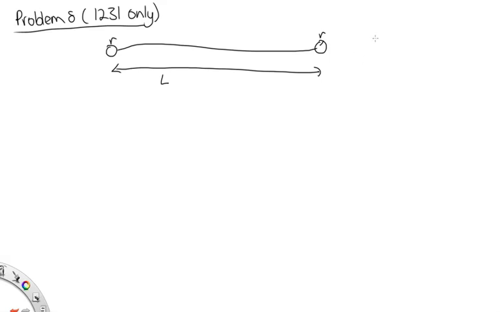And then we hold a positive point-like charge here, plus Q, a distance R from one of the spheres. And we're told that L is much bigger than capital R, which is much bigger than little r. And we're asked to find q, which is the charge induced on the conducting spheres.